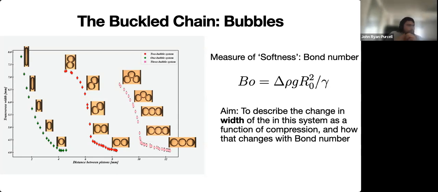And so our aim is to describe the change in width of this system as a function of compression and how this changes with our measure of softness. Our measure of softness here is going to be the Bond number, a number which characterizes the competing forces of, say, buoyancy and surface tension. The easiest way to think about it is that a lower Bond number refers to harder particles. So as the Bond number goes to 0, we have the hard sphere limit that we were talking about here. Bond number going to 0 would be surface tension going to infinity, or say extremely small bubbles.